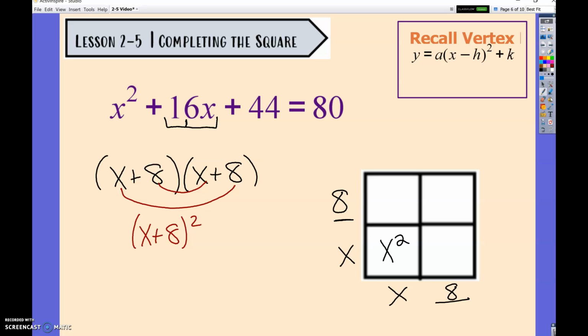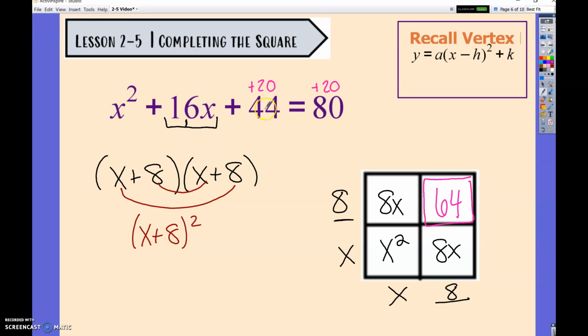The problem is that 44. It is not a perfect number. So if I finish filling in my box, I have 8x here and 8x here, just like I did with those inside and outside rainbows, if you will, or distribution there. That makes my 16x. I want this final box right here to be what 8 times 8 is. That'd be 64. I only have 44. Well, if I add 20 to this side, there's nothing wrong with it as long as I add 20 to the other side.